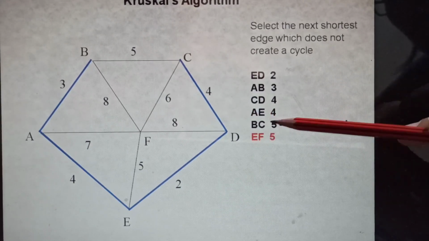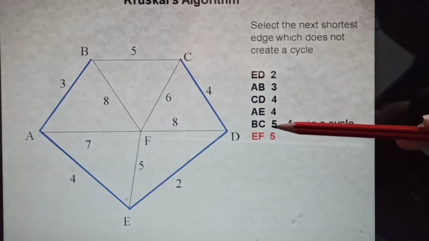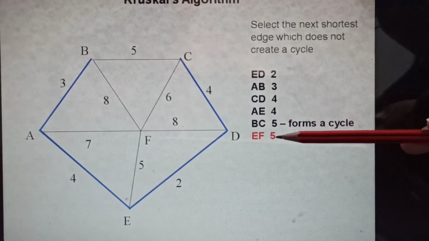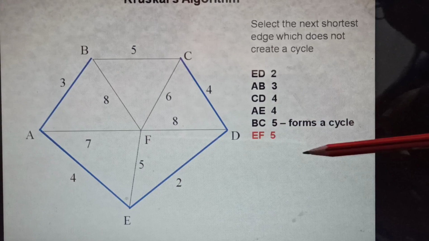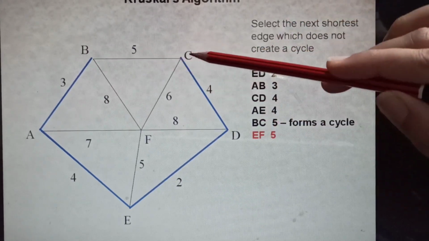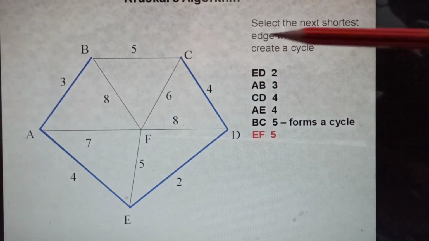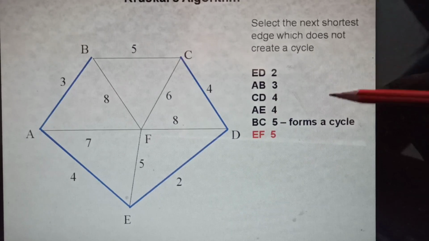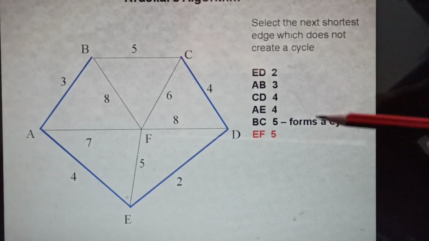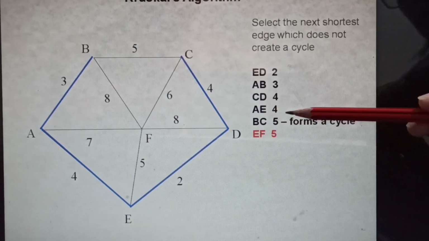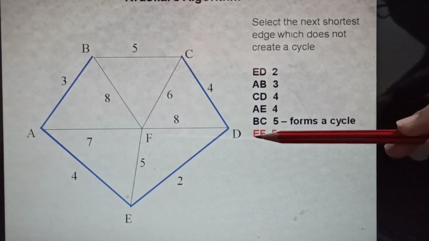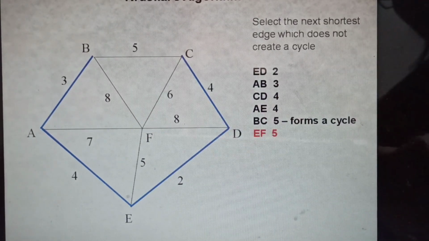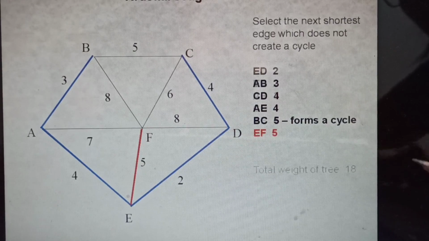Now the next 2 edges have the same weight, 5: the BC and the EF. But if we select the BC, what will happen? A closed loop, or cycle, will form here, which is not allowed. So we are going to skip this edge. The next edge is the EF, so we will select this EF.